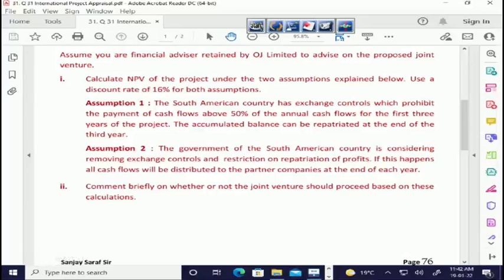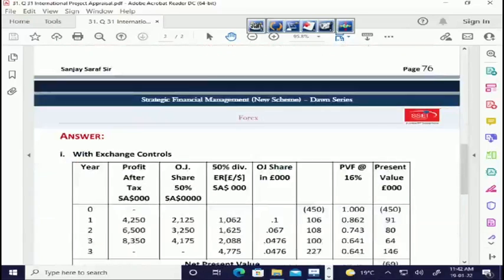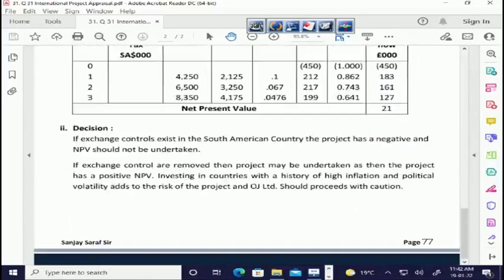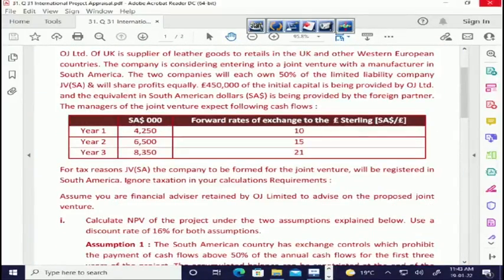Comment briefly on whether or not the joint venture should proceed based on these calculations. So if we believe in assumption 1, the project should not be accepted. If we believe in assumption 2, the project should be accepted. That should be the answer, diplomatic answer. Perfect. So very easy sum, because the cash flows are already given.